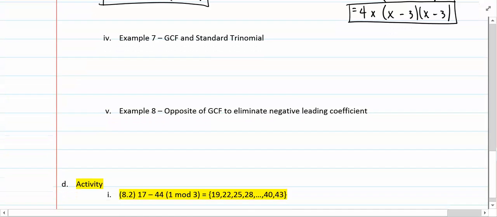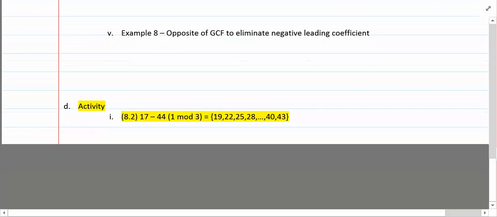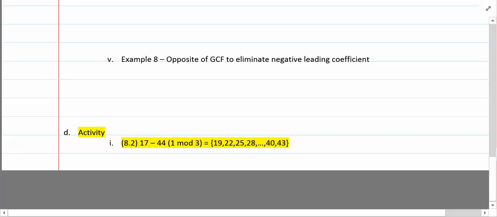We'll go ahead and skip example 7 and 8 right now in the interest of time. We can talk about those in class tomorrow.